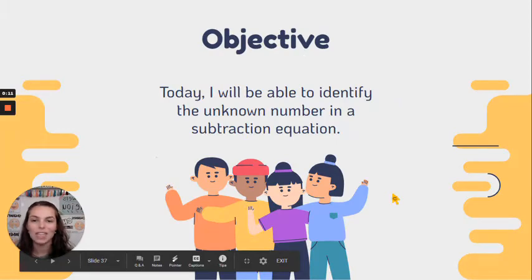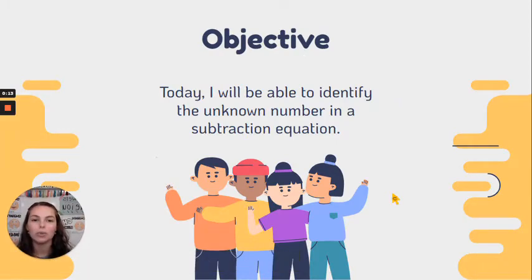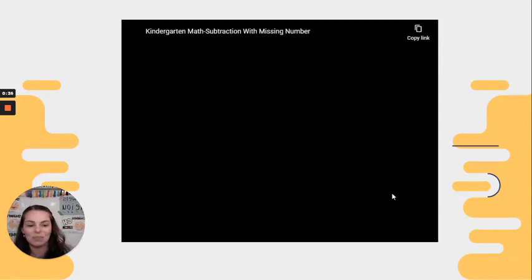Our objective says today I will be able to identify the unknown number in a subtraction equation. So today we're going to identify, which means figure out, to find the unknown number. That means we don't know it. And then we're doing a subtraction number sentence.